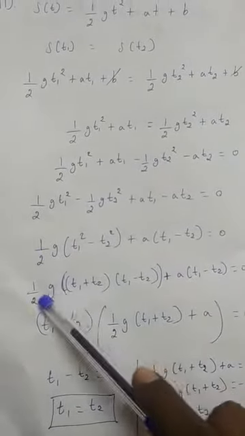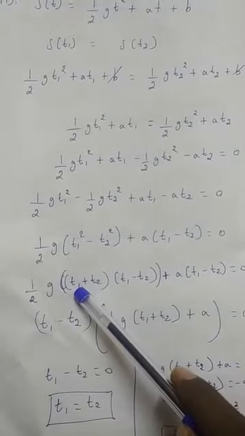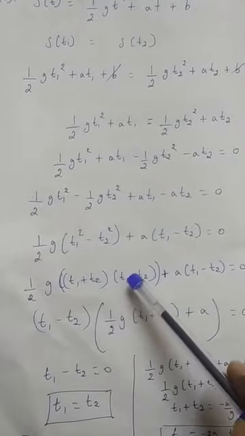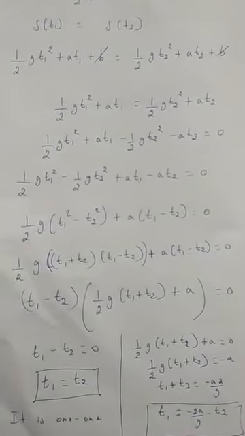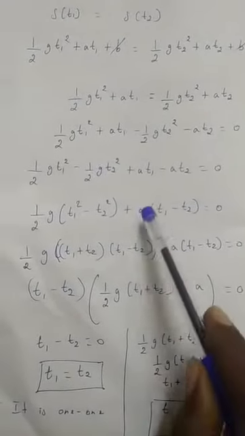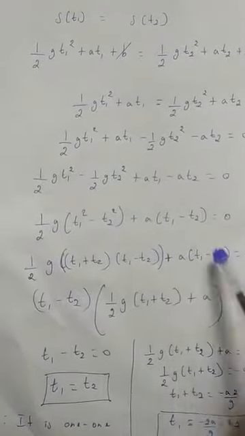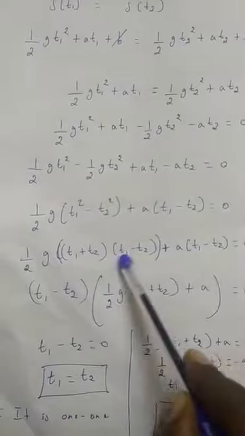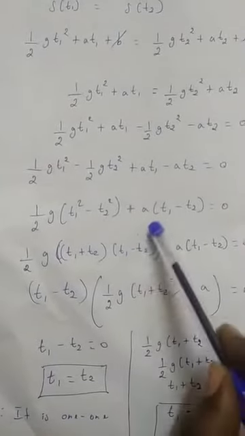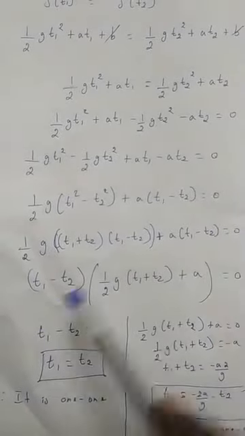Other values are same, 1 by 2 g. So for this t1 square minus t2 square, I am going to write (t1 plus t2) into (t1 minus t2), plus the same a (t1 minus t2) is equal to 0. So now this is one term plus this is one term. From these two terms, I am going to take t1 minus t2 commonly outside.